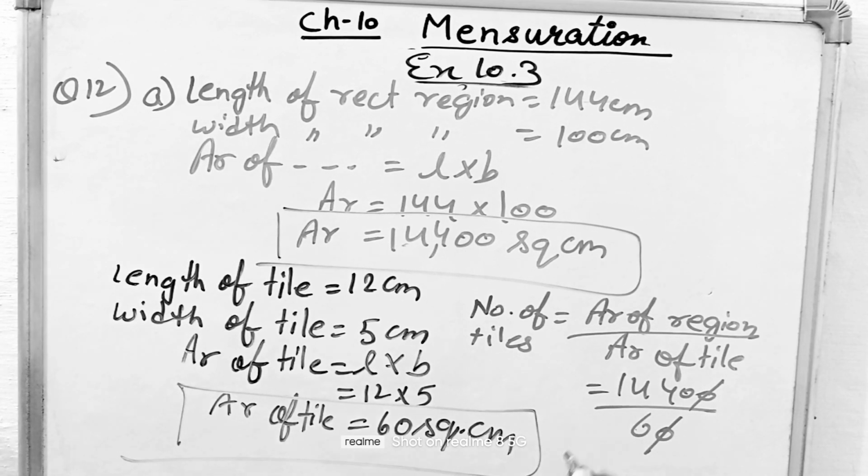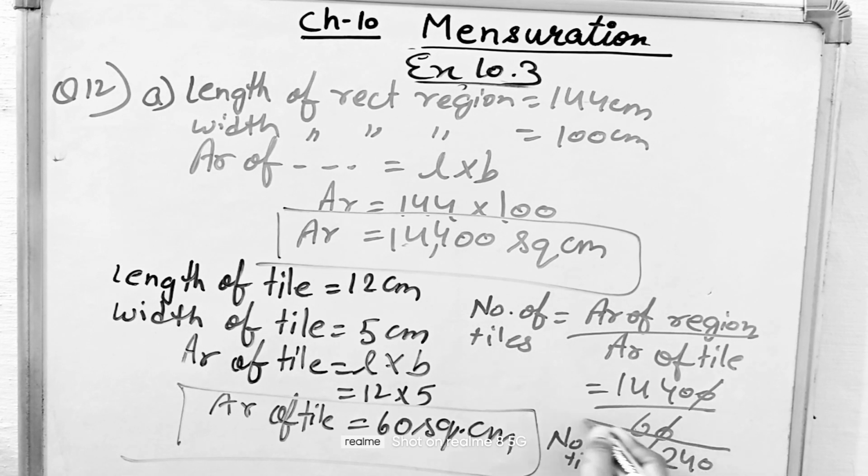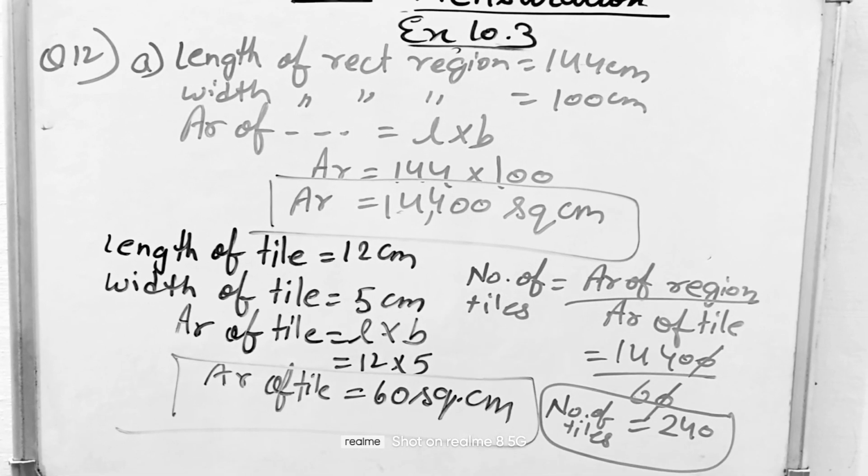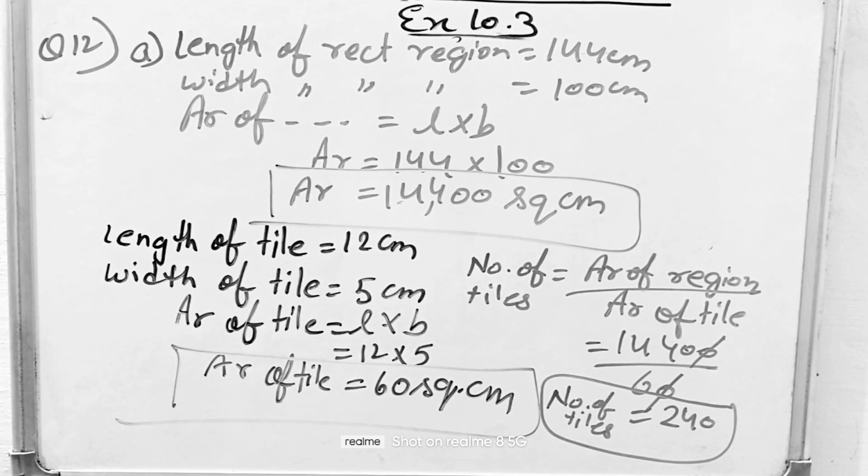After dividing, you will get number of tiles equal to 240. So 240 tiles will be required to fit in a rectangular region of length 144 centimeter and width 100 centimeter, where one tile is of length 12 centimeter and width 5 centimeter. So number of tiles you can find by just dividing area of region by area of one tile.